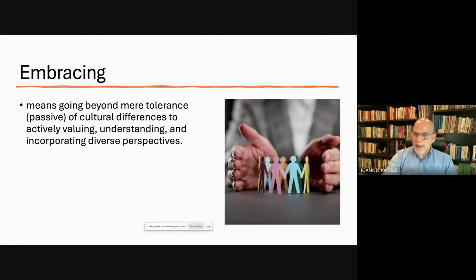Often in the literature, and even nowadays, we still come across the word tolerate or tolerance. I have an issue with the word tolerance. I don't know about you, but tolerance for me almost has a negative connotation, because it's more about accepting something passively. You know, okay, don't bother me, I don't want to deal with you, I'll just tolerate you. Whereas embracing is something much more active. It's actively valuing, it's actively understanding, and trying to incorporate diverse perspectives in the way we view things.